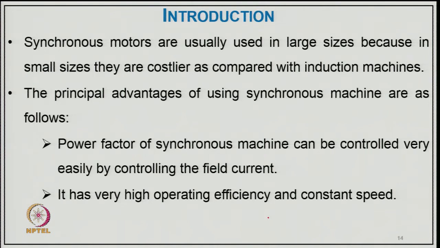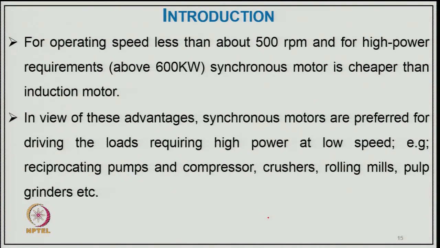The principal advantages of using this synchronous machine are as follows. The power factor of the synchronous machine can be controlled very easily by controlling the field current, and it has very high operating efficiency and constant speed. For operating speed less than about 500 rpm and power requirement above 600 kilowatt, a synchronous motor is cheaper than the induction motor, and in view of these advantages synchronous motors are preferred for driving loads requiring high power at low speed. Typical examples are reciprocating pumps and compressors, crushers, rolling mills, pulp grinders.